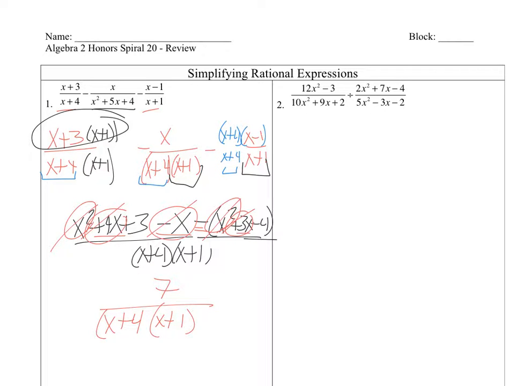And if you said, Mr. Carlson, wait, you didn't find any excluded values, you're right, I didn't. That should have been done way earlier than this, but that's x equals negative 4 and x equals negative 1. Those are my excluded values. On to number 2.